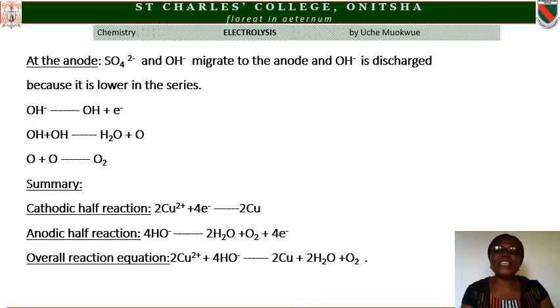Therefore, electrolysis of aqueous copper 2 tetraoxosulphate 6 using carbon or platinum electrode produces copper metal at the cathode as a brown deposit, and oxygen gas at the anode. As copper and hydroxide ion are discharged, the solution becomes acidic because the hydrogen ion and SO4 2- ion combine to form an acidic solution. This is seen by the gradual change in the color of the solution from blue to colorless.